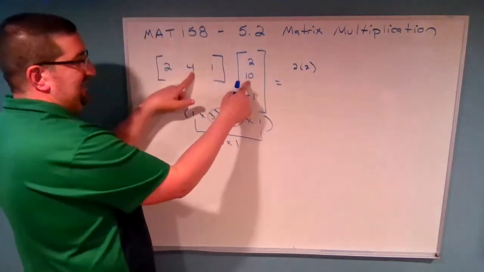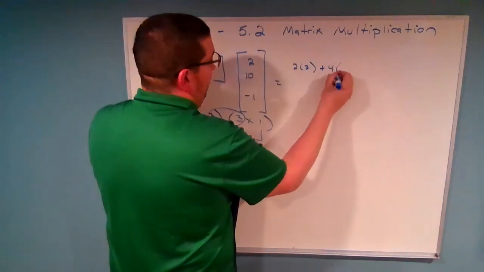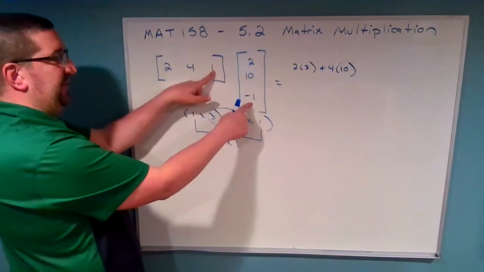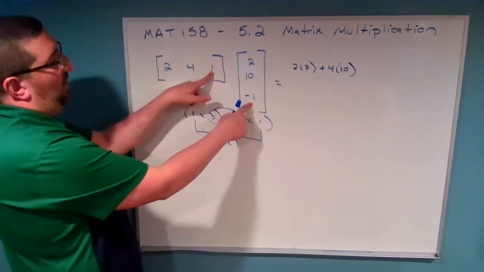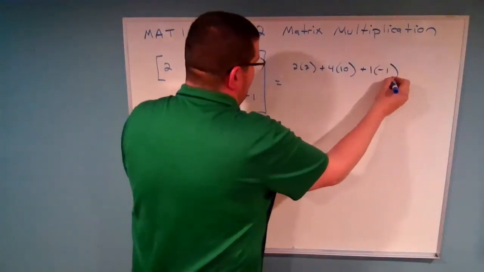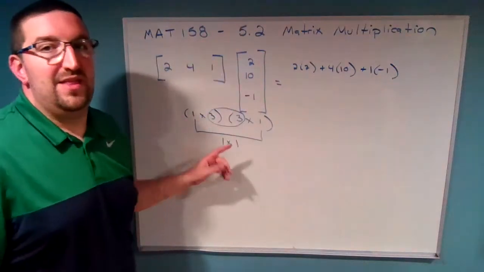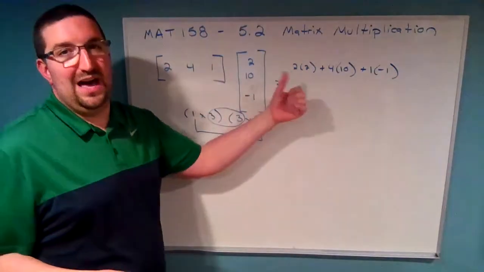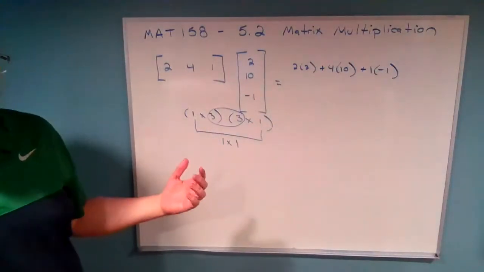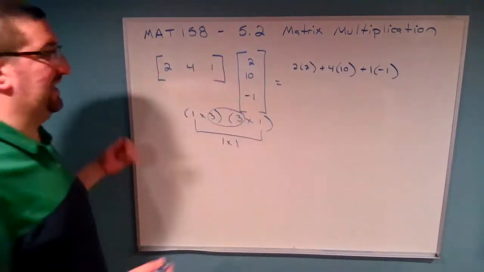And we move on to the next. 4 times 10. So plus 4 times 10. And then we move on to the last entry in the row and the column. We have 1 times -1. So plus 1 times -1. So we have the first row times the first column. That is going to be the row 1, column 1 entry of our 1 by 1 matrix. That doesn't make much sense in this situation, but we're going to talk about that when we get to more complex situations like that.